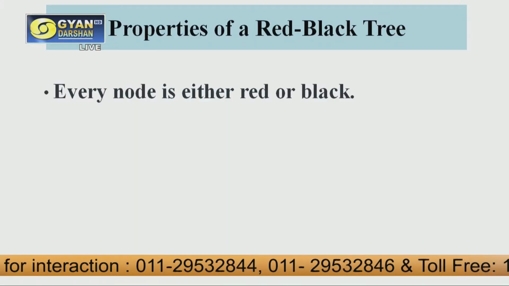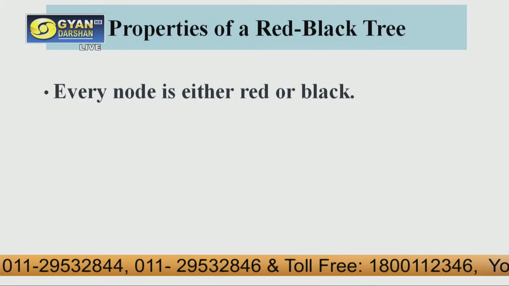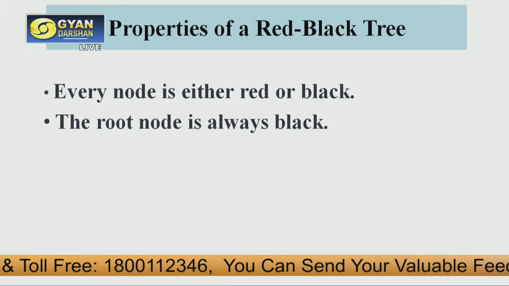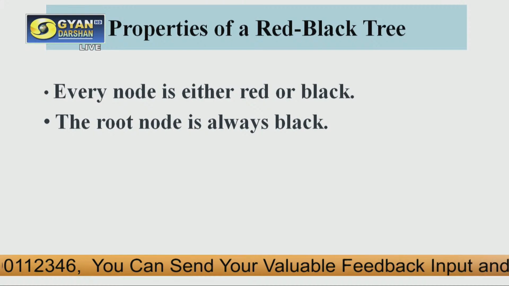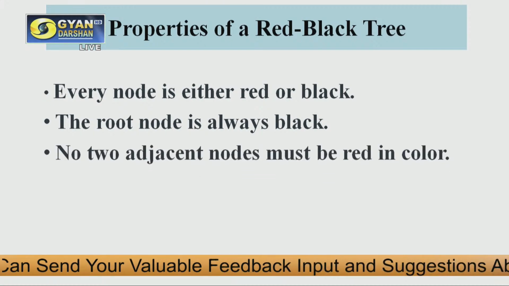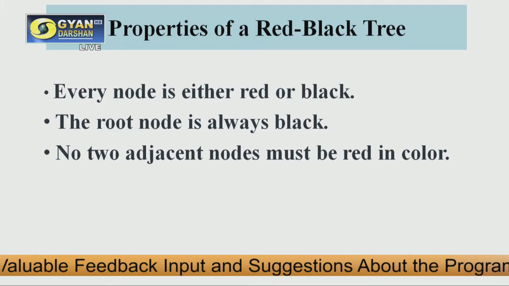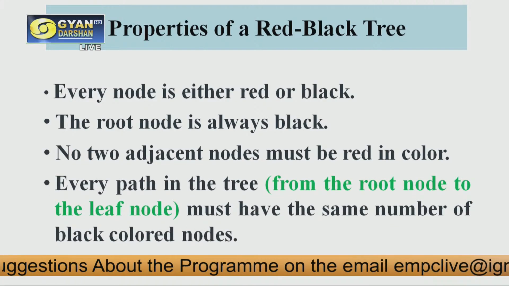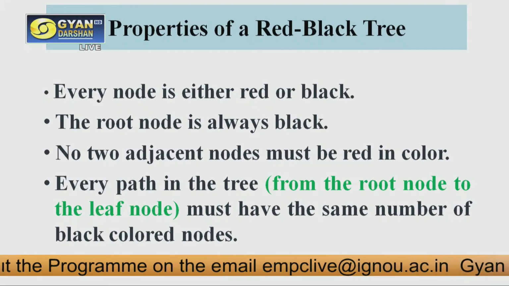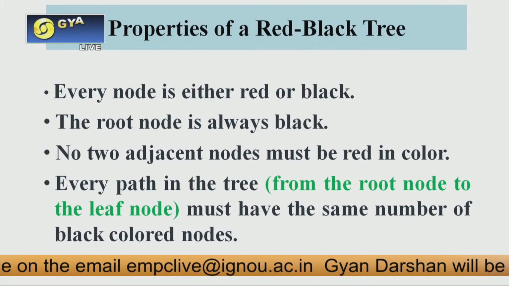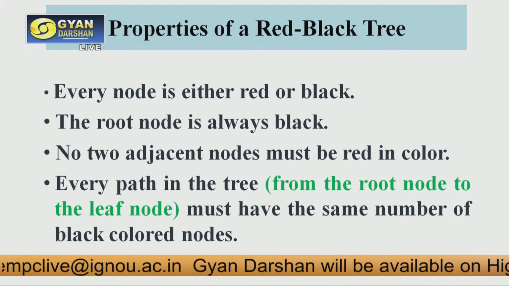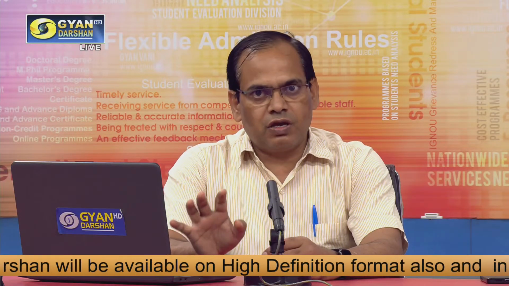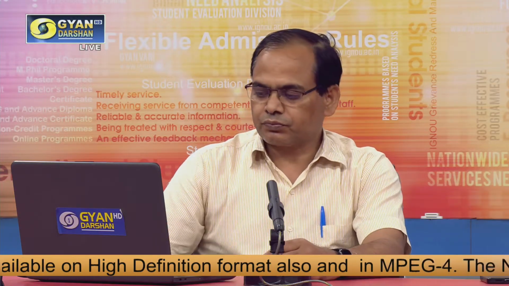As I told you, every node is either red or black. This is the first property. Second is that the root node is always black. The third property is that no two adjacent nodes may be red in color. The next property is that every path in the tree, path meaning from the root node to the leaf node, must have the same number of black nodes. So, these are the basic four properties of a red-black tree.